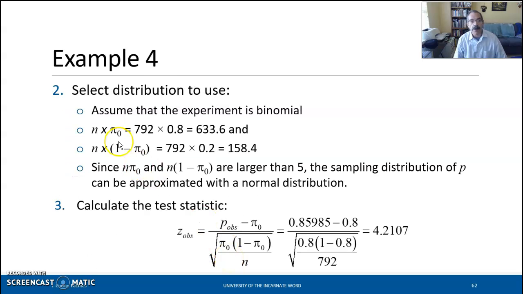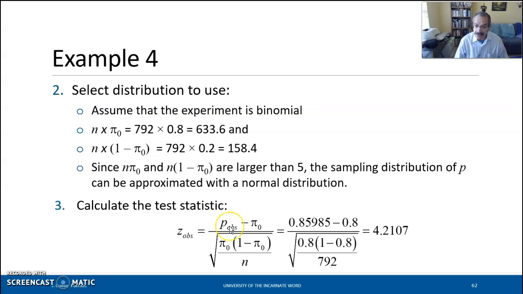All right, we're going to assume that this is a binomial experiment. So then we're going to multiply the sample size times the proportion under the null hypothesis, and that gives you 633.6. And then we multiply the sample size times the probability of failure, and that gives you 158.4. Both of these quantities are bigger than 5. Then we're justified in approximating the sampling distribution of the proportion with a normal distribution. And because we're going to use a normal distribution, the test statistic is the z statistic.